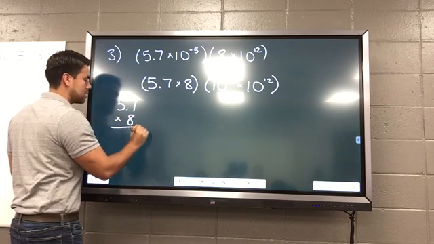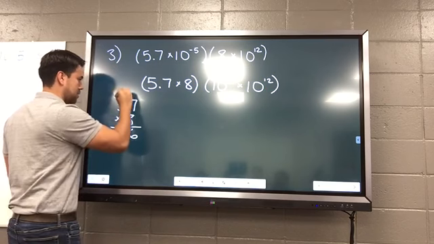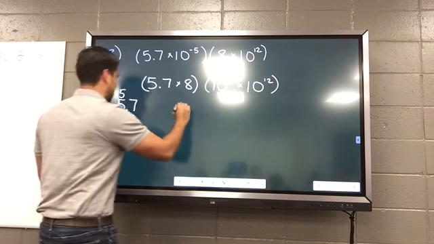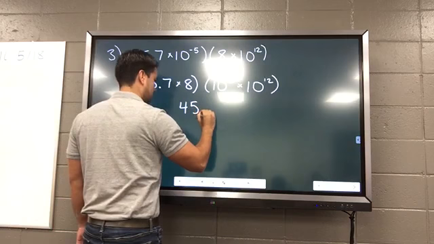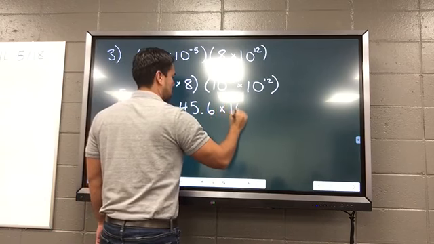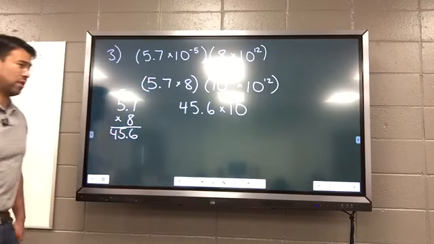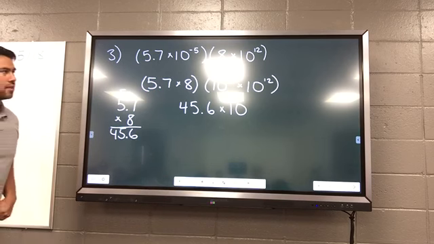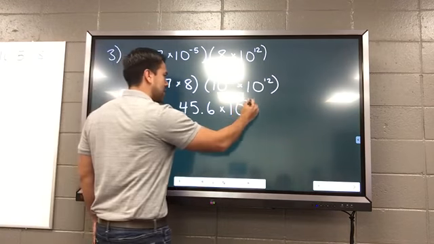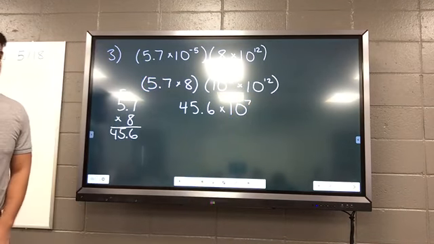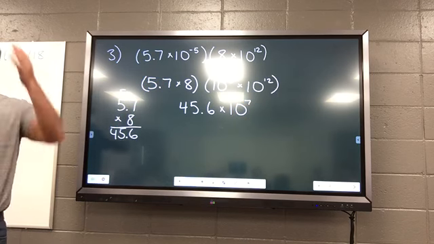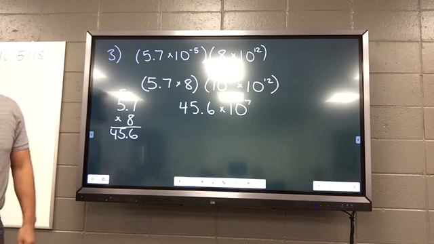Do you have to line up the decimal places when you're multiplying? No. Okay, I got 45.6 so far. And then times 10 to what power? 7. Wait, 7? Negative plus positive, you subtract instead of add, so that gives you 7. And then you take the bigger sign, or the bigger number.